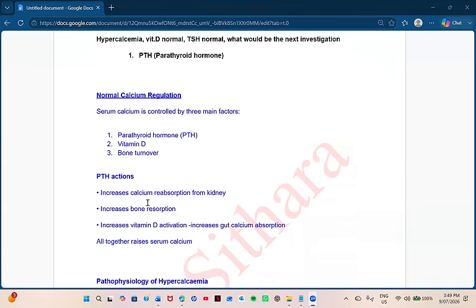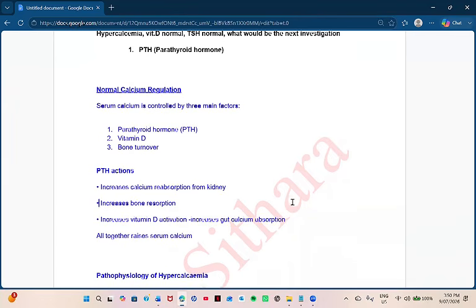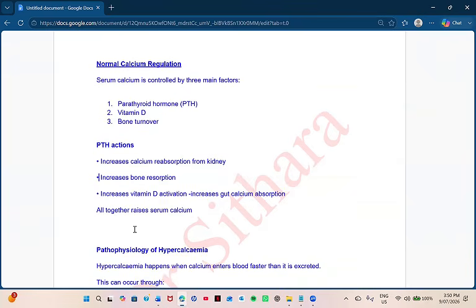So what is the action of parathyroid hormone? It increases calcium reabsorption from the kidney, increases bone resorption, increases vitamin D activation, and increases gut calcium absorption, right? It has the power to increase vitamin D activation, and all together they raise the serum calcium, right?